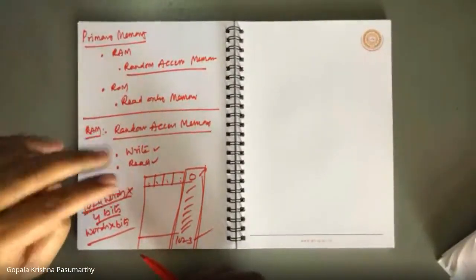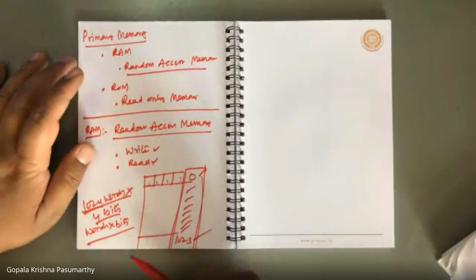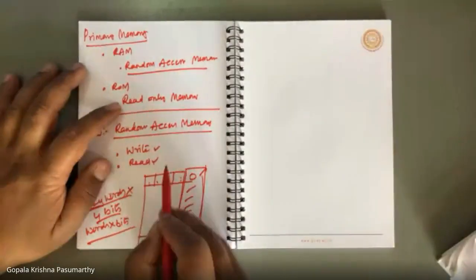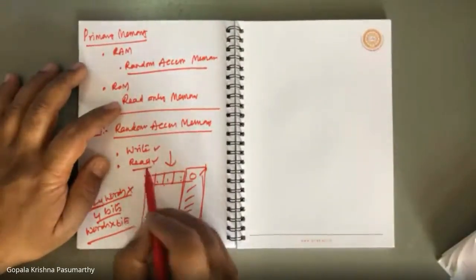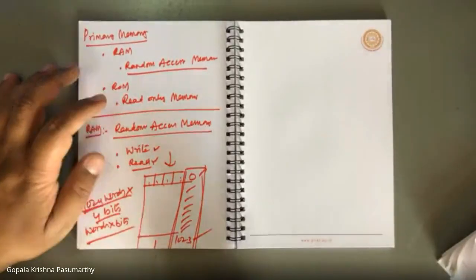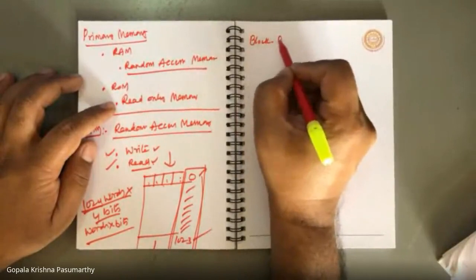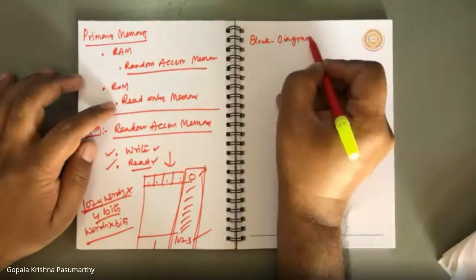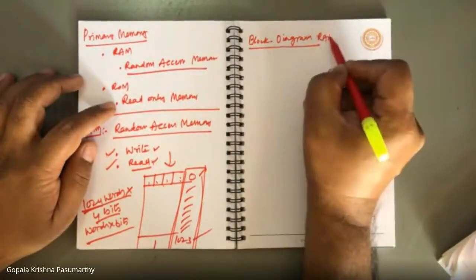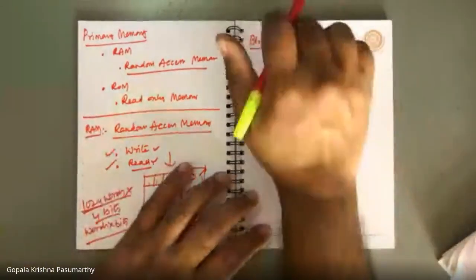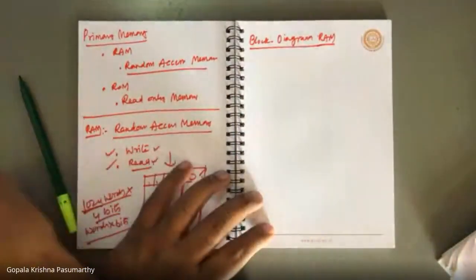We can perform two operations. One is called writing, another one is called reading. Write means we can send data to RAM. Reading means we can read data from the RAM. So two operations we can perform. To understand it in a better way, let us try to understand with the help of block diagram of random access memory. This question only will come into examinations most of the times.